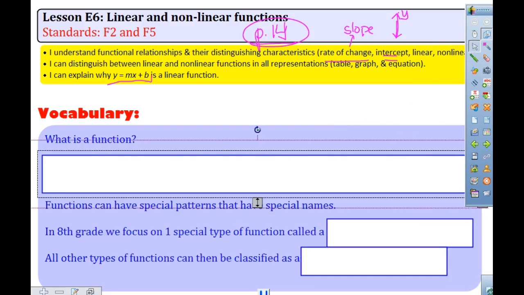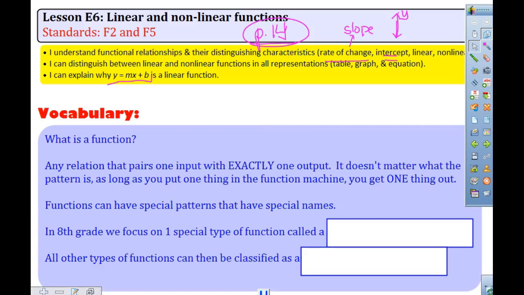What is a function? What I'd like you to put down is, a function is any relation where one input has exactly one output. So relating pairs where one input has exactly one output. It doesn't matter if there's a pattern or not. Just each input has one output. That means if I input 2 and I get out 4, I can't input 2 and get 7. Every time I input 2, I have to get the same output, okay?